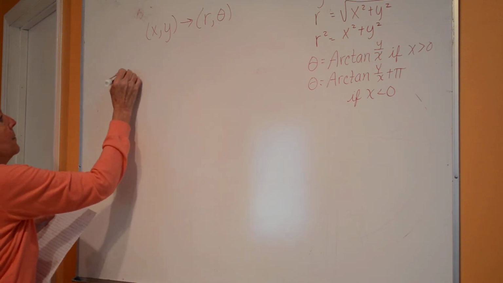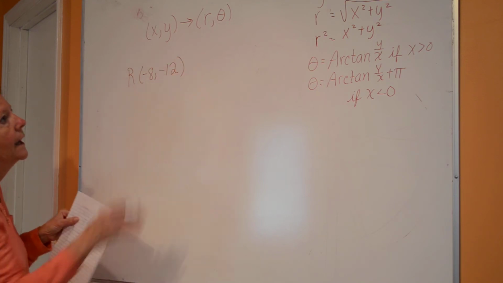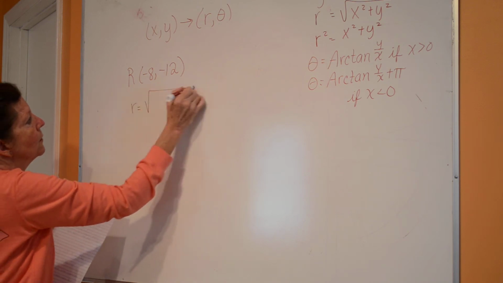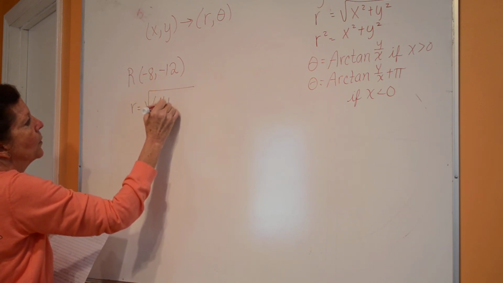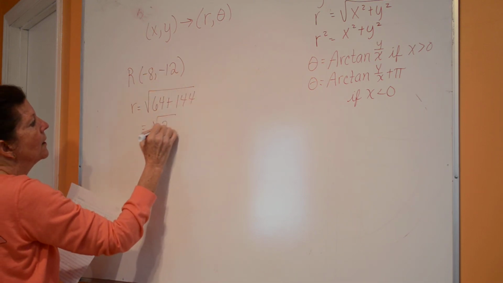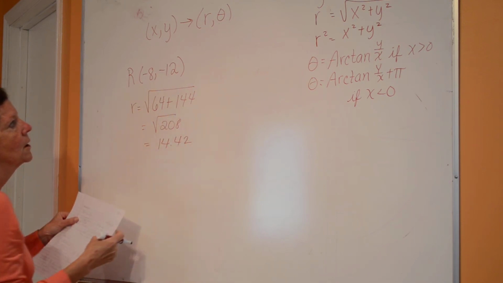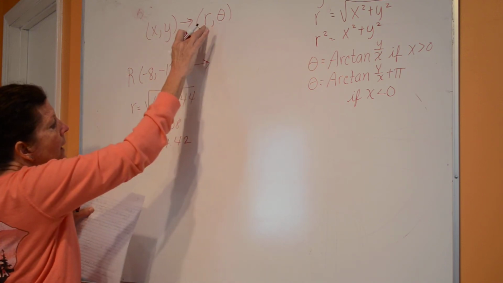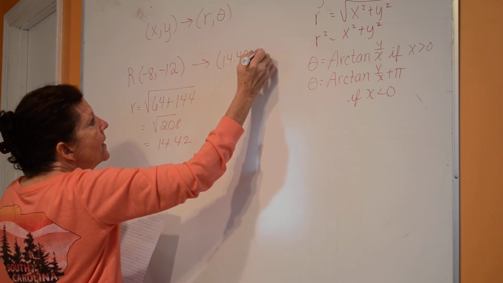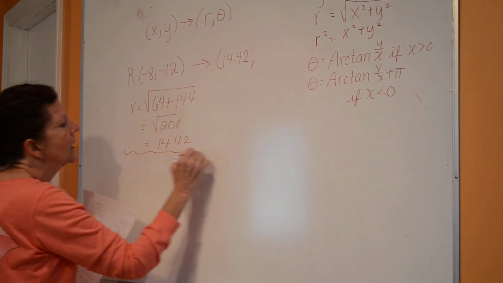Let's start with an example like this, negative 8, negative 12. Okay, here, to get my r, I'm going to take the square root of this squared, 64, plus this squared, which is 144. So I have the square root of 208, which is 14.42. Okay, that's going to be my r, so 14.42. Now I'm going to find my theta. Now, make sure your calculator's in radians. I cannot emphasize that enough.